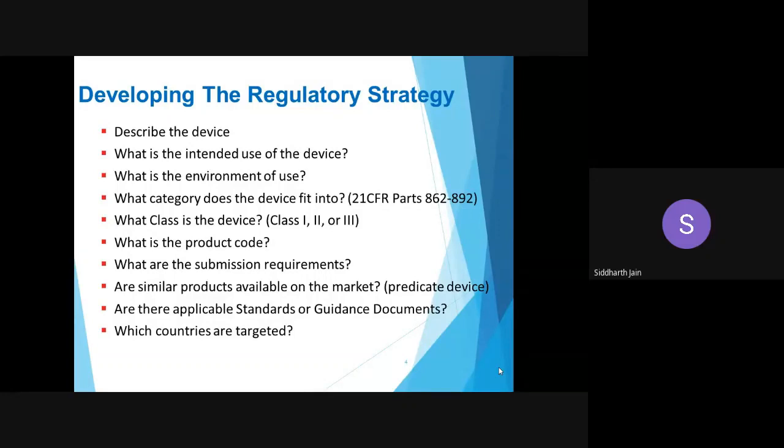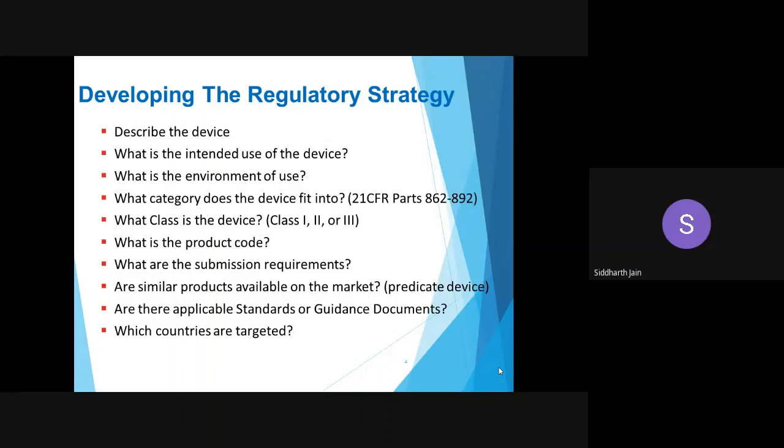Further, what category it will fit into. For medical devices, the US FDA has different categories in 21 CFR parts 862 to 892. I will give you a brief about these 21 CFR parts. Then we have to classify the devices as class 1, 2, and 3. Then there are product codes, because each and every device has a different product code as per the requirements of the US FDA. We have to identify these product codes.